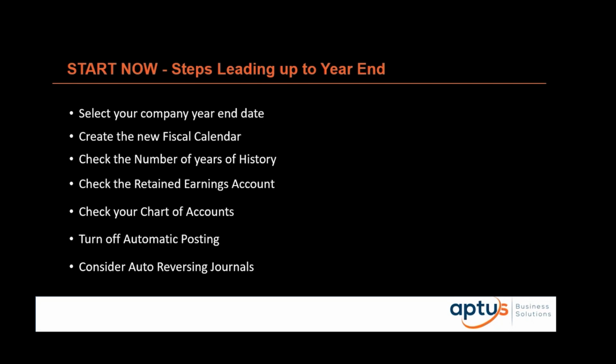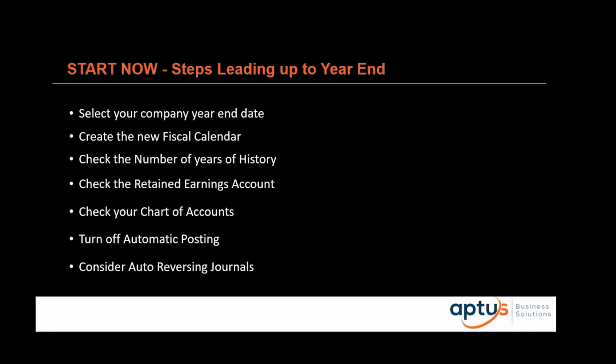Check the number of years of history. Our clients run various versions of Sage 300, and it's only the premium edition which maintains 99 years of history. Advanced and standard only store 7 years of history. However, this is all dependent on what's flagged in your setup options, and I'll show you later how to check this.